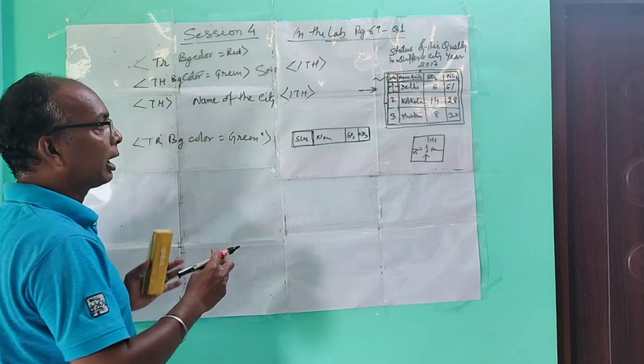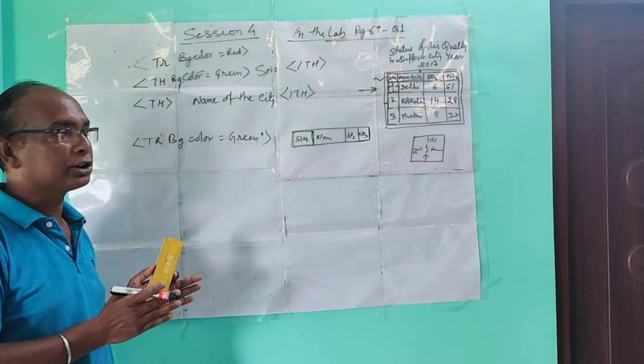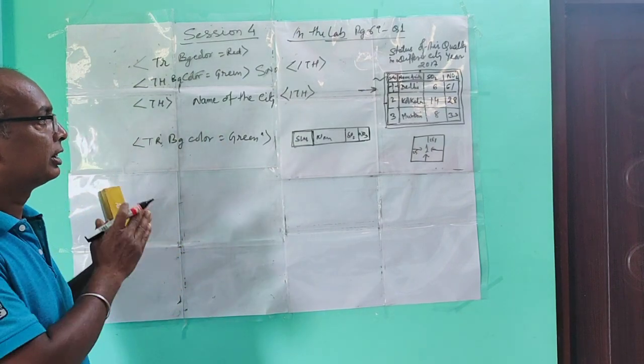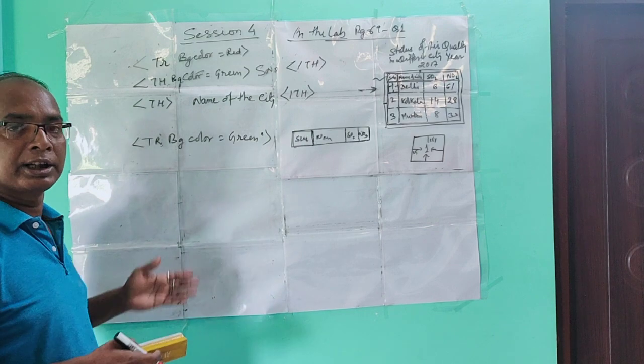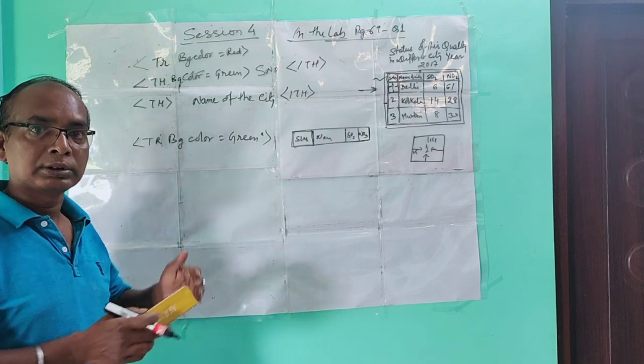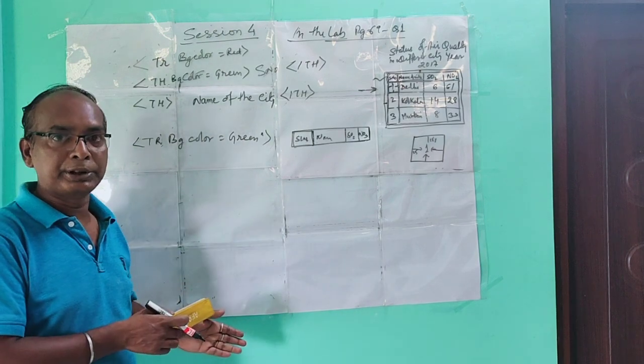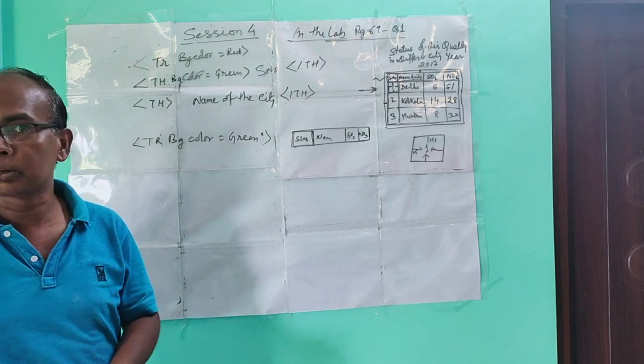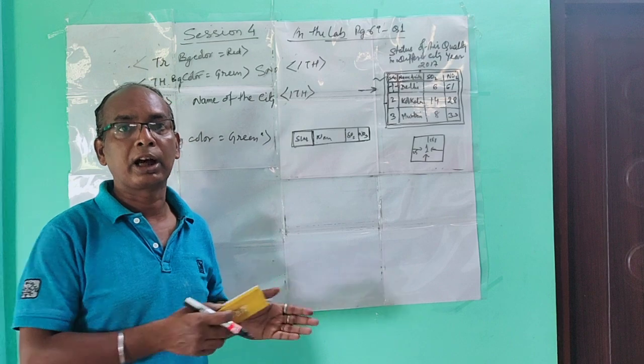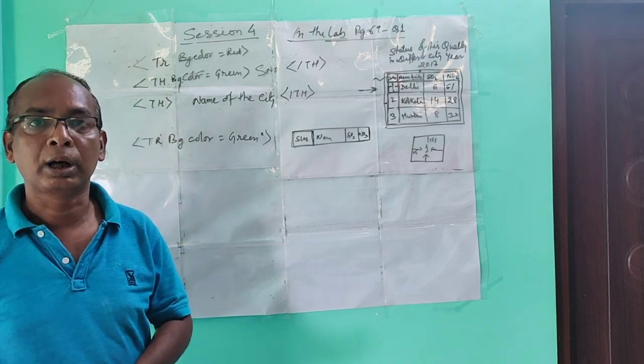So you can edit our programs one by one. You can change the color, change the size, change the padding. First make the program, see the output, again change the bgcolor, change the border properties, and look at the output. In this way you can clear your doubts. Thank you.